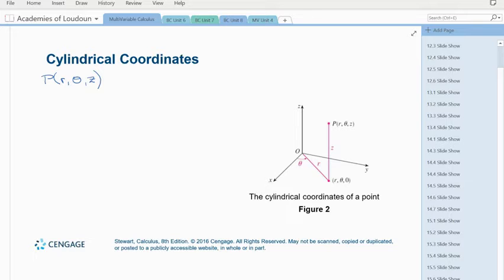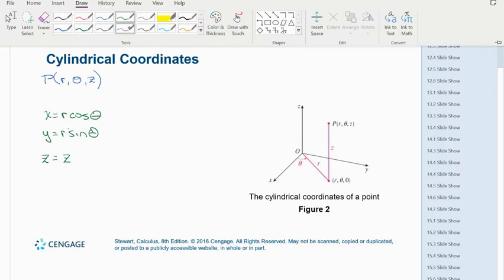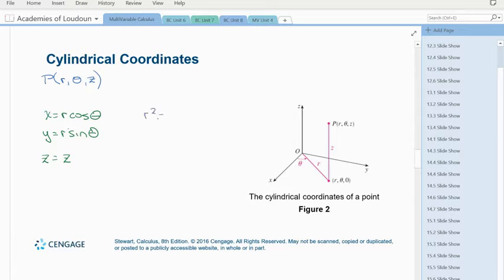To convert from cylindrical to rectangular coordinates, we are going to use the equations. Again, x is going to be r cosine theta, y will be r sine theta, and z will just be defined as z. Whereas to convert from rectangular to cylindrical, we're going to use that r squared is equal to x squared plus y squared, or tangent theta will be y over x, and again, then z equals z.